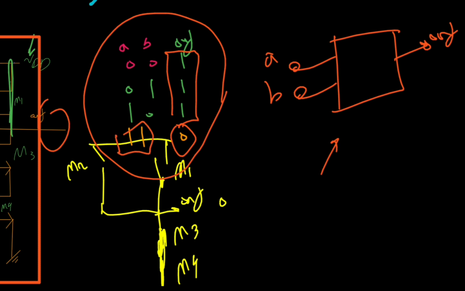So the output is always 1 if any one of the inputs is 0. The only time that the out would go to 0 is when all the inputs go high, or 1. And we call this a NAND gate.